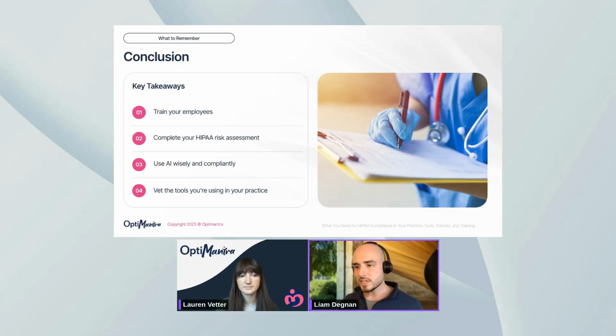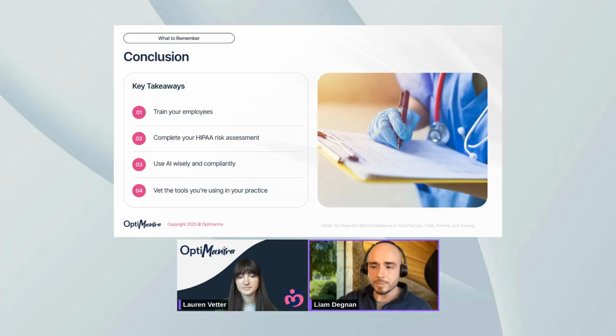Key takeaways here: to mitigate human error, you want to always be training your employees and having the right policies and procedures in place. But also, fourth time I'm mentioning it, if you're keeping track, complete your HIPAA risk assessment. There was a lot of you that said that you have not done that, or have not known how to do it, or are not familiar with it. That should be one of the first things that you look at.